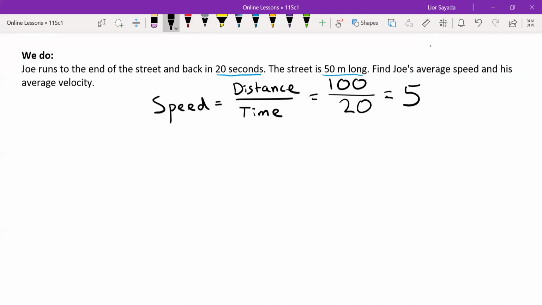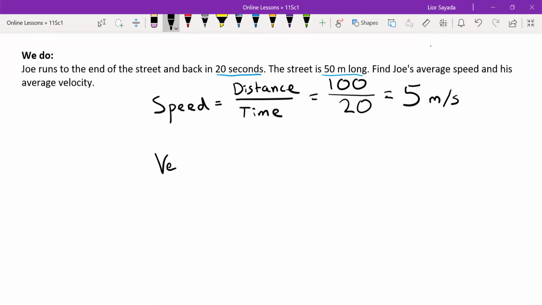And what are the units for speed? Say your answer to the video. 5 meters per second. Now, speed is what type of quantity? It's a scalar quantity. So therefore, what do we not need to include? We don't need to include a direction.